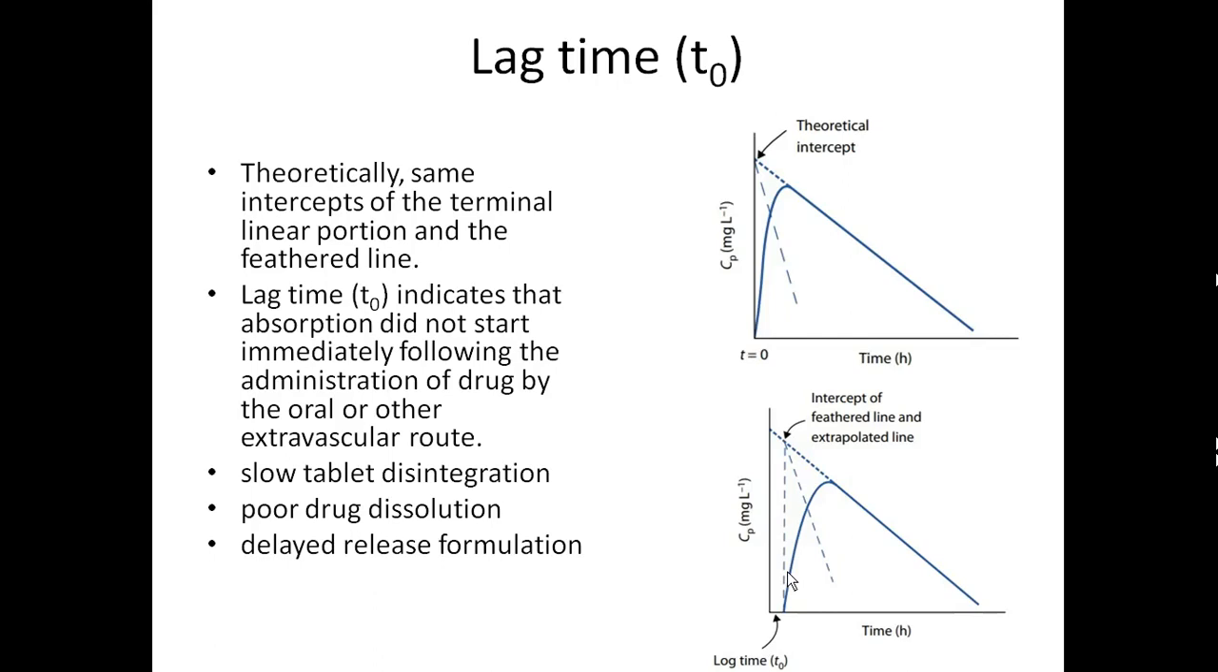It is customary that when we are writing an equation for an extravascular route of administration, we should subtract the lag time from the total time concerned during calculation. That is, suppose the concentration equals, as you know, KaFX0 by Vd into e to the power minus Ket. So considering the lag time, instead of T you should write T minus T naught. So that is to be considered.